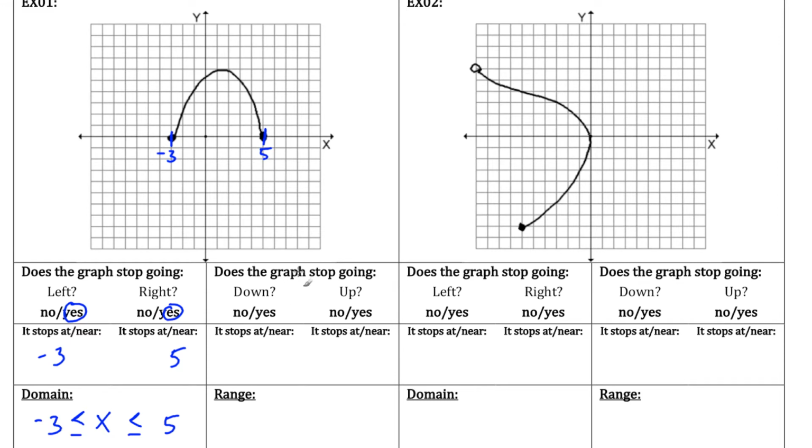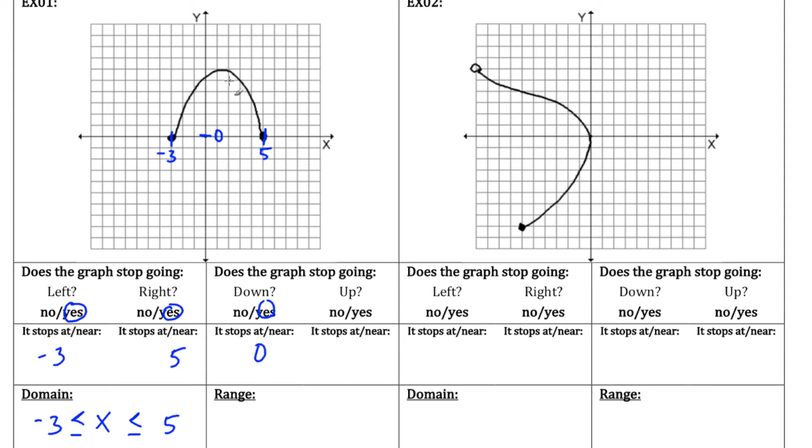Let's go ahead and look at the range. Remember, the range values are the y values of all these points on here. So does the graph stop going downward? Yes, it stops right here at 0. Okay. So it stops going down at 0.